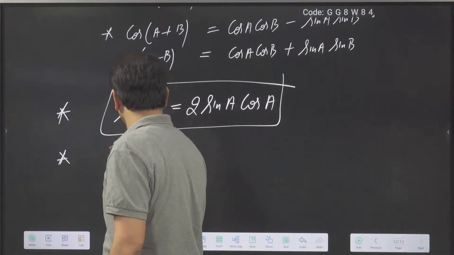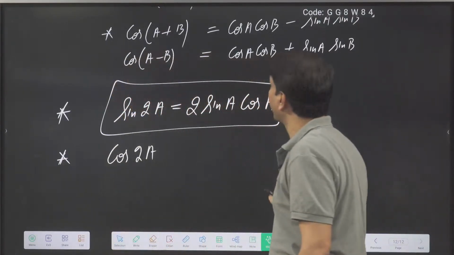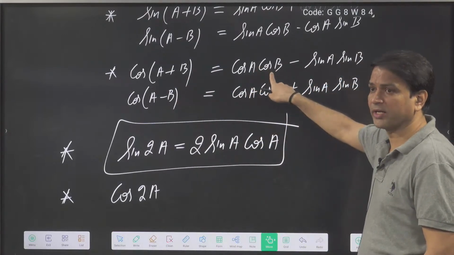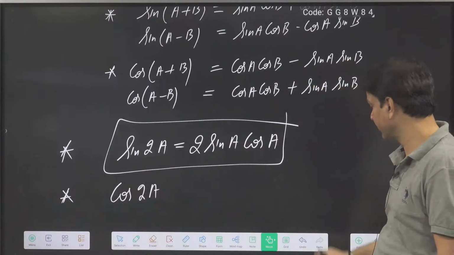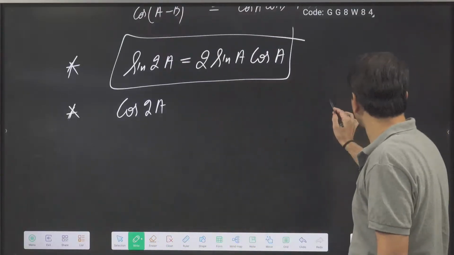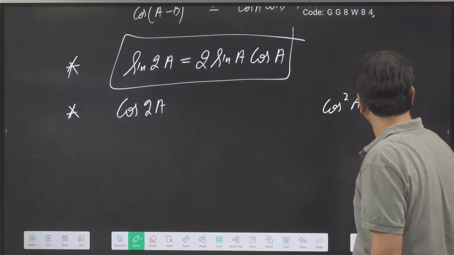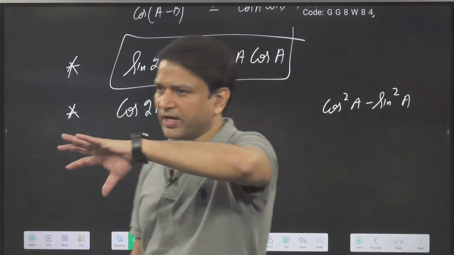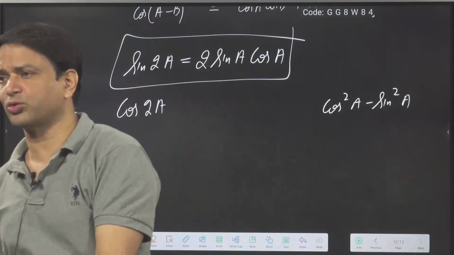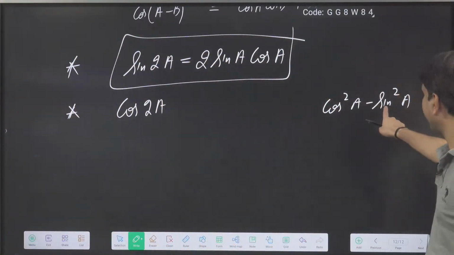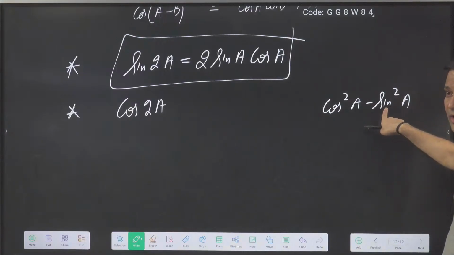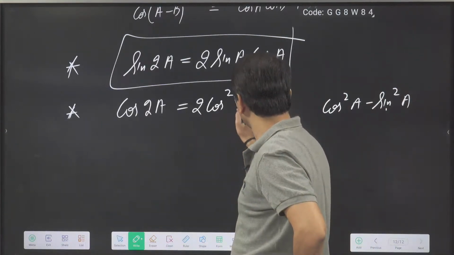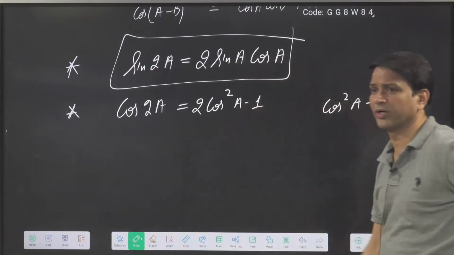Similarly, cos 2a. If in this formula I put b equal to a, I will get cos 2a equals cos square a minus sin square a. So the formula of cos 2a is cos square a minus sin square a. But we rarely use that; we are either using it in the form of cos square or only in the form of sin square. So sin square I can write as 1 minus cos square a. Then by putting the value I will get 2 cos square a minus 1. This is one of the formulas of cos 2a.